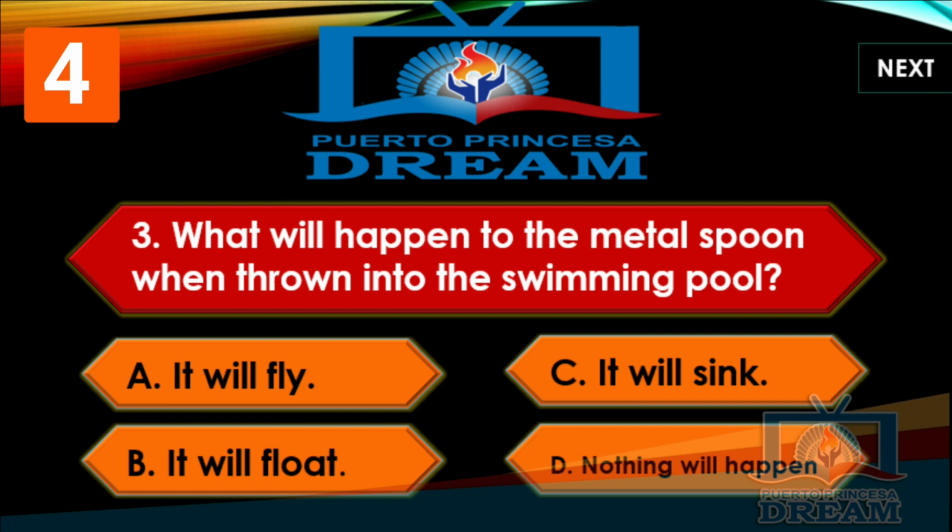What will happen to the metal spoon when thrown into the swimming pool? A. It will fly, B. It will float, C. It will sink, D. Nothing will happen. For question number 3, the right answer is letter C.